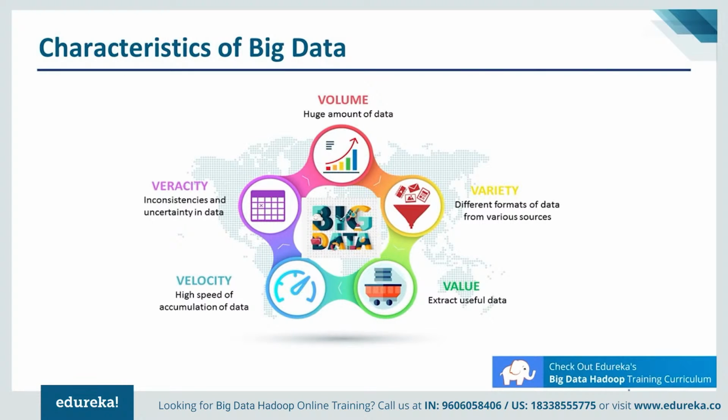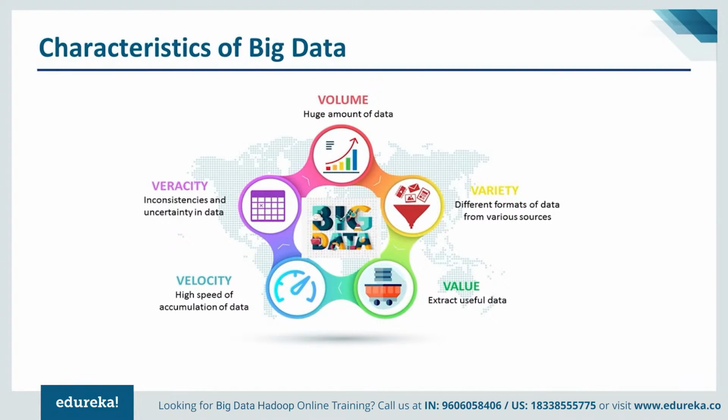So first is volume. Volume is nothing but the huge amount of data that is being generated, or the enormous amount of data, as we previously saw in the section, how data was coming in from various sources like social media, banking sectors, governments, etc. So this is what volume is. Now moving on to the next characteristic, which is variety. Variety is nothing but the different formats of data coming in from various sources.